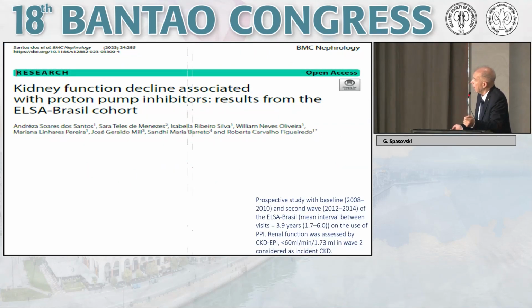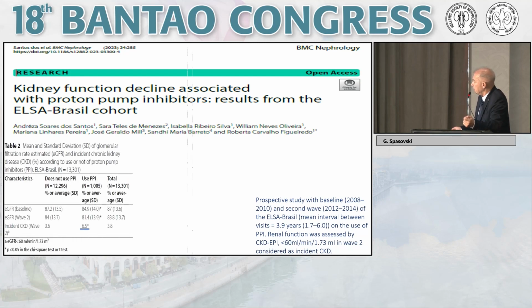And this is another Brazilian study. This is with 2 waves. They first examined the baseline GFR from 2008, when they were collecting the patients, to 2010, and the second wave after 4 years, or 3.9 on average, on the use of PPI, and they estimated renal function with CKD-EPI, whether it goes below 60, like incident CKD.